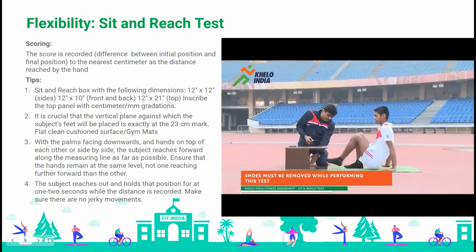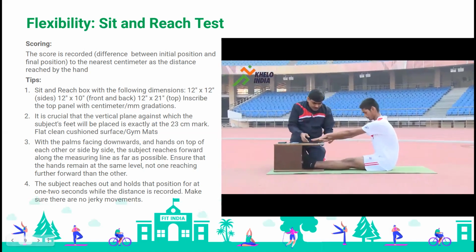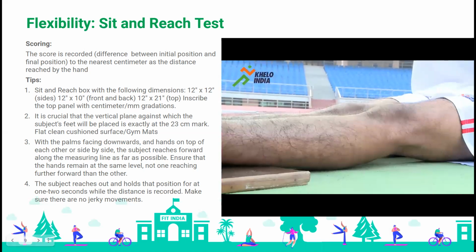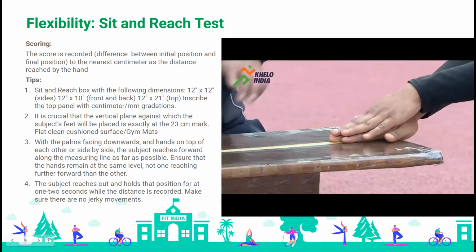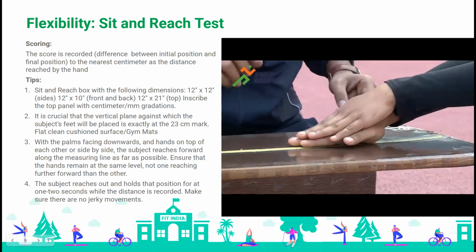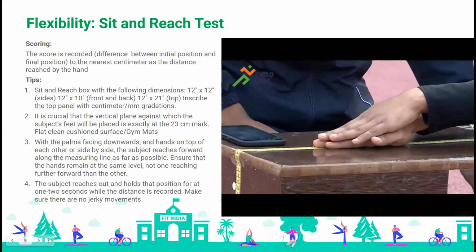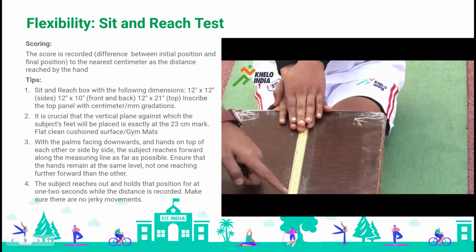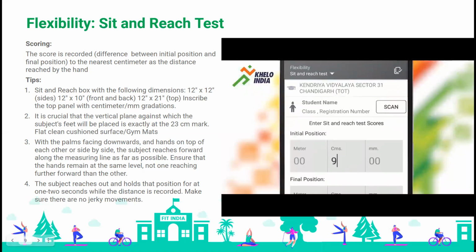This test involves sitting on the floor with legs stretched out straight ahead. The soles of the feet are placed flat against the sit and reach box. Both knees should be locked and pressed flat to the floor. With the palms facing downwards and the hands on top of each other, the subject reaches forward along the measuring line as far as possible. First, the initial reach in the normal position is recorded. To do that, the score is calculated to the nearest centimeter and put in the designated place on the screen.